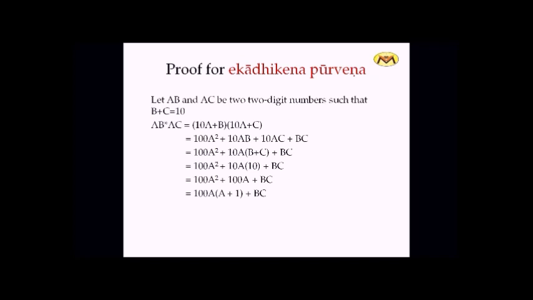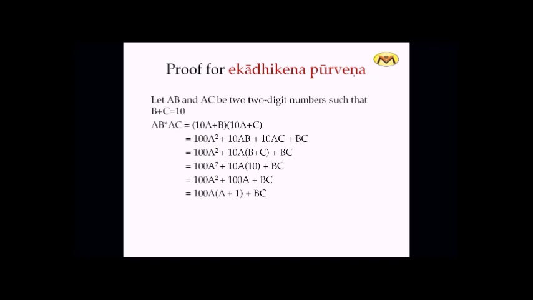the answer using Ekadikena Purvena, but how can we be sure that any 2-digit numbers that satisfy these two conditions, the tens place being the same and the units places adding up to 10, would all give the answer using the method of Ekadikena Purvena? So there we can encourage them to come up with proofs, or if they are not able to, we can supply them with algebraic proofs or even numerical proofs.